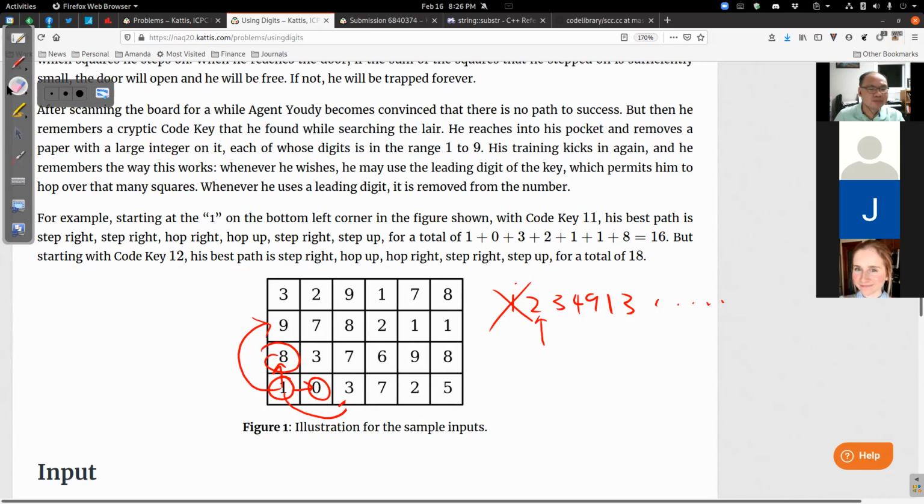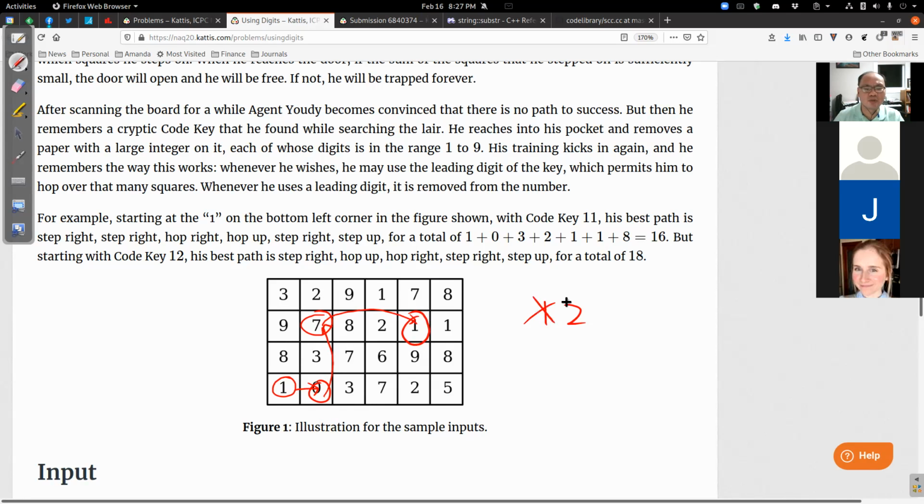So it says that if your magic key is 1, 2, then you can first start from here, move to here, then hop up. Okay, so his best path is to step right, hop up, and then hop right, because the first time you can hop one step and the second time you can hop 2 steps. Step right, step up, and that's supposed to be 18. Is that right? Yeah, 18.